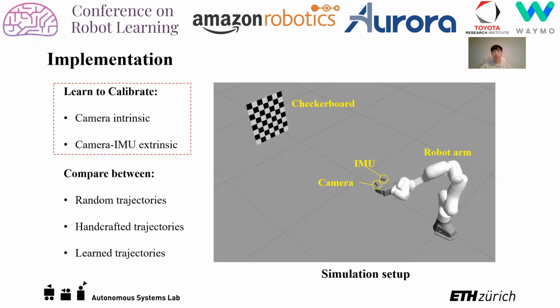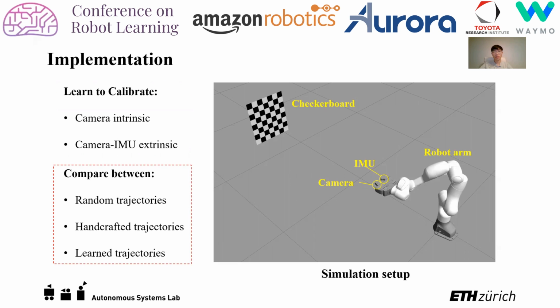Using this platform, we train the agents to learn different trajectories for camera intrinsic calibration and camera IMU extrinsic calibration. During training, both the intrinsic and extrinsic parameters are resampled from Gaussian distributions after each episode to ensure good generalization. To evaluate our method, we compare our learned trajectories with random trajectories and handcrafted trajectories, which are designed empirically to excite all axes of motion within a certain range.